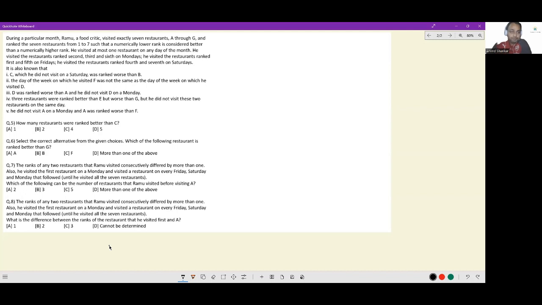Let's look at this set. During a particular month, Ramu, a food critic, visited exactly 7 restaurants, A through G, and ranked the 7 restaurants from 1 to 7 such that a numerically lower rank is considered better than a numerically higher rank. This is a standard instruction. Rank 1 is better than rank 2 is better than rank 3.